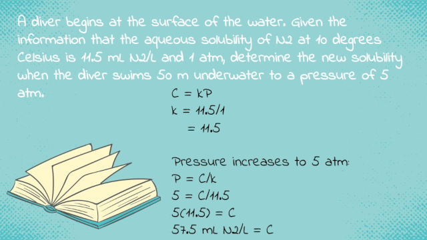K is equal to the solubility over the pressure of the gas. We can then substitute the K value with the adjusted pressure value to solve for the new solubility at the lower depth. Solubility is equal to pressure over Henry's law constant. After solving the algebra, the new solubility is found to be 57.5 milliliters of nitrogen gas per liter. At a higher pressure, the solubility of the gas increases, which supports Henry's law and the bends phenomenon.